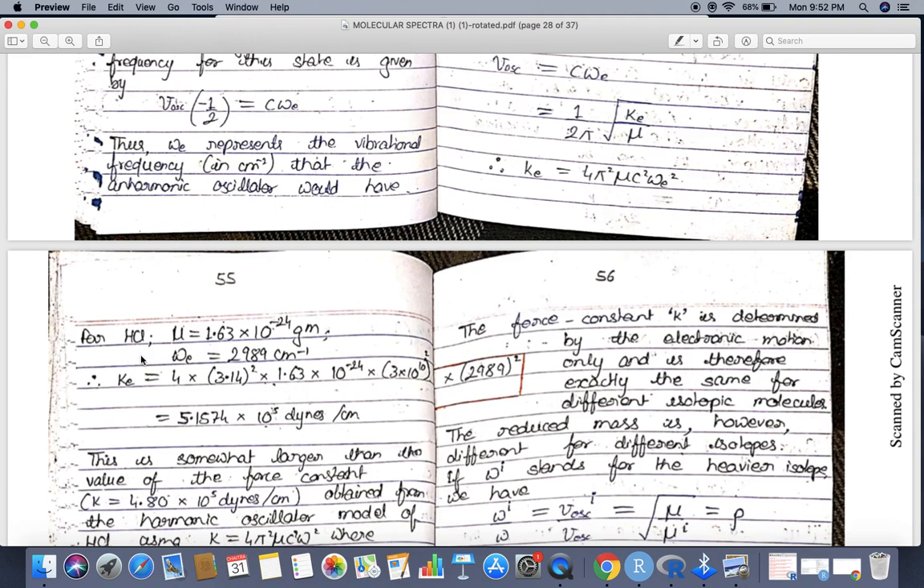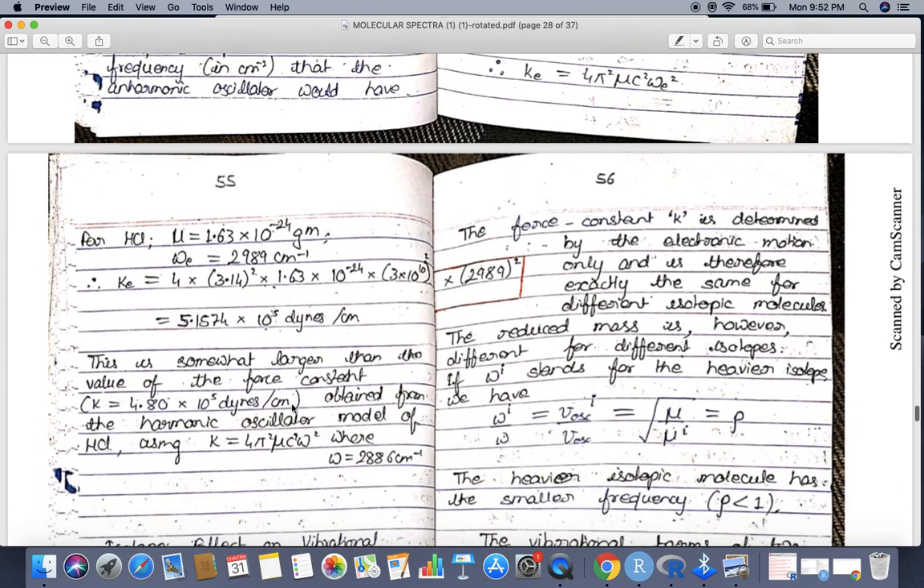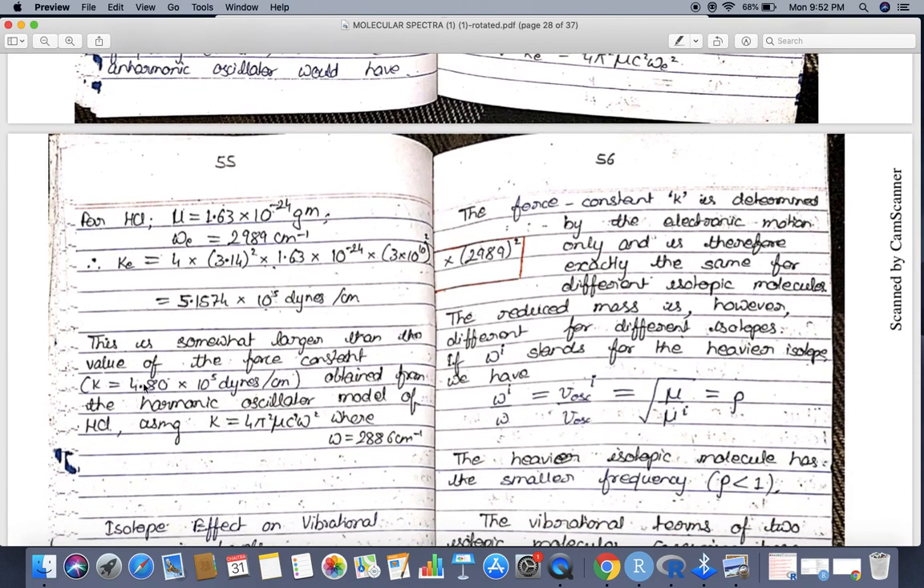Then, for example, if you would like to calculate this Ke for HCl, then mu is equal to this one, omega e is equal to this one, and Ke is equal to this one. This is somewhat larger than the value of the force constant k obtained from the harmonic oscillator model. So once you consider that the HCl molecule behaves like a harmonic oscillator, the force constant is found to be this one. However, in the case of the anharmonic oscillator, we get a slightly higher value of it.